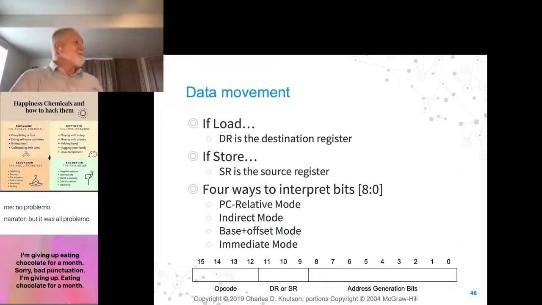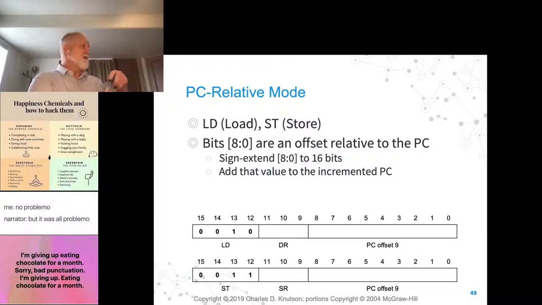All right. We got four ways to interpret these 9 bits. I already told these to you, and I'm going to explain them to you now. PC relative, indirect, base plus offset, immediate. Very mysterious. Let's contemplate the hand for a second while we think about these four. Okay. You ready? Here we go.